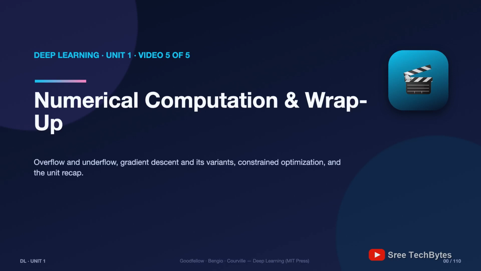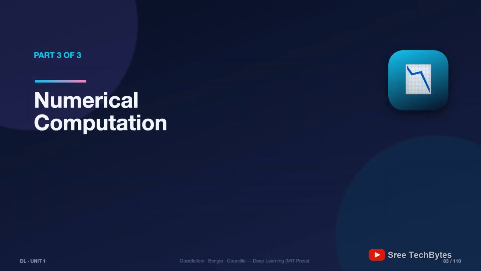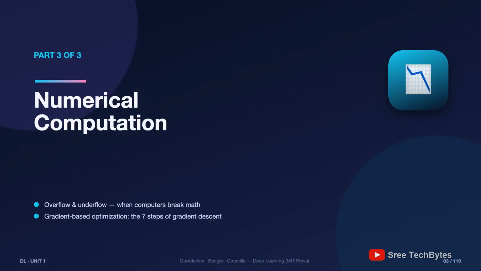Let's finish strong. Welcome to the third and final part of Unit 1, Numerical Computation. Here's the theme of this chapter in one sentence. Everything so far was ideal mathematics, perfect real numbers, exact arithmetic. This chapter is what happens when that math has to run on an actual computer with finite memory and finite precision. Spoiler: interesting things break.